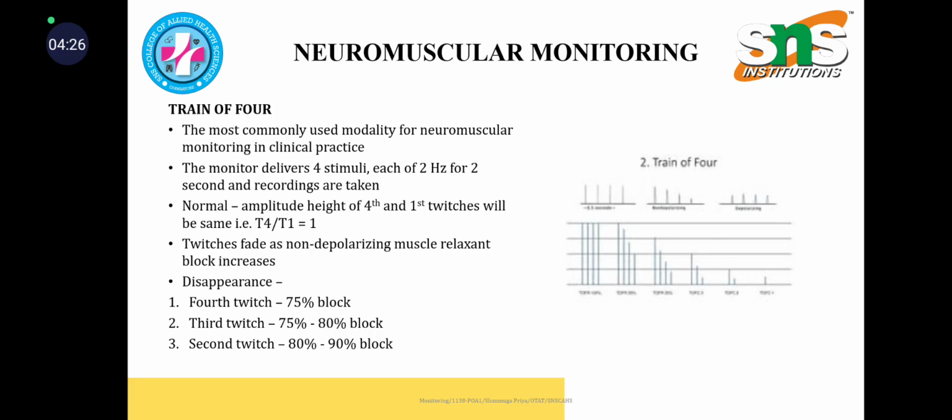Disappearance of the 4th twitch depicts 75% of the block. And the 3rd twitch shows 75 to 80% of the block. And the 2nd twitch shows 80 to 90% of the block. This image depicts the train of 4 twitches with its amplitude height.